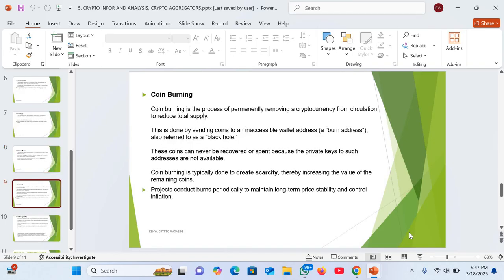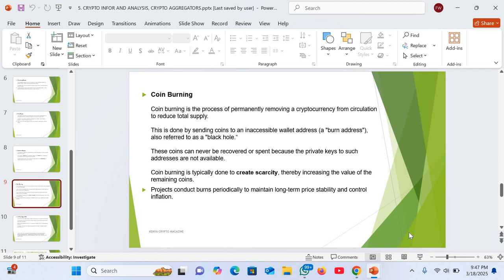So the next thing that I want us to talk about is coin burning. I believe most of you have heard about coin burning. You may have heard someone say that maybe Dogecoin cannot hit $1 unless Dogecoin burns a lot of its circulating supply. You may have heard people say that Shiba Inu cannot maybe hit 50 cents because of its circulating supply.